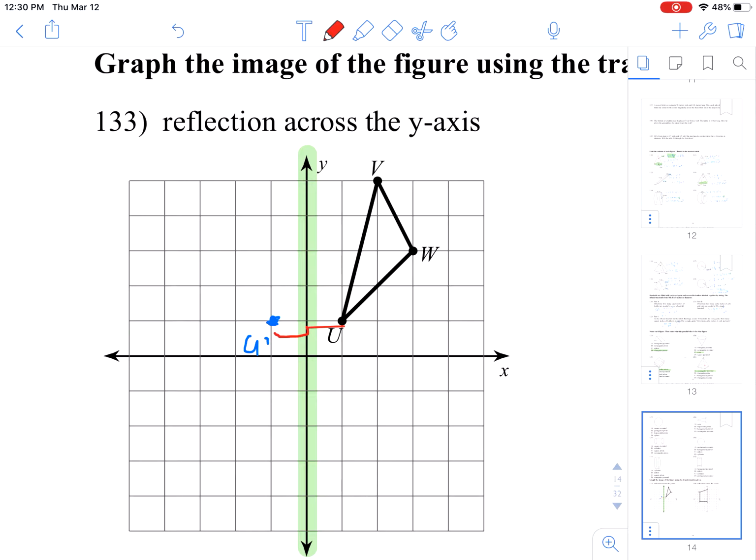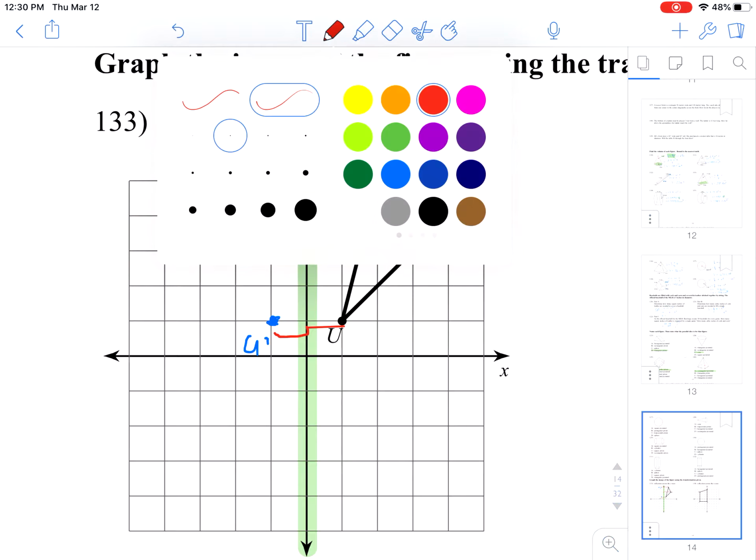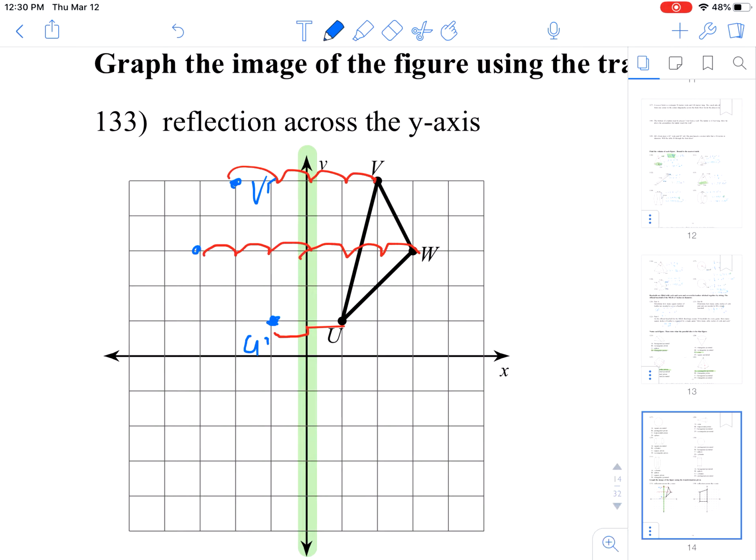And so the V is 1, 2 away, so 1, 2 away. We'll put a dot there, and we're going to title it V prime. The W is 1, 2, 3 away, so we're going to go 1, 2, 3 away, and we'll put the new W, we'll call it W prime. Again, the things in red you did not need to write. And so make sure that you connect your lines.